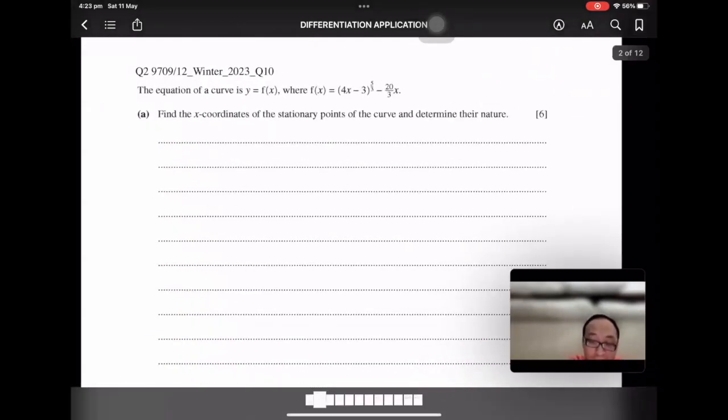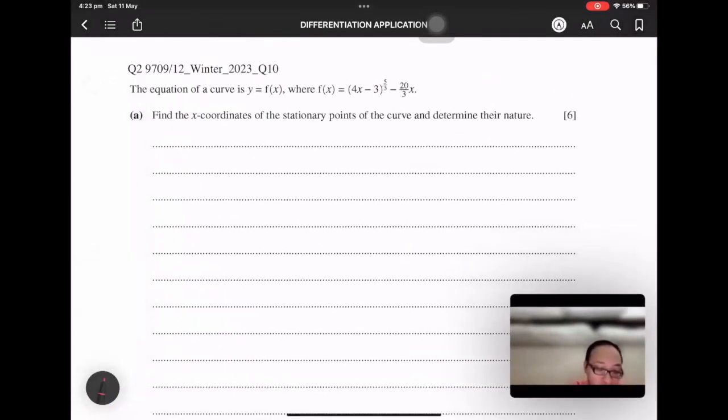Number 2. The equation of the curve y at x is this. Find the x coordinate of the stationary points on the curve and determine their nature.